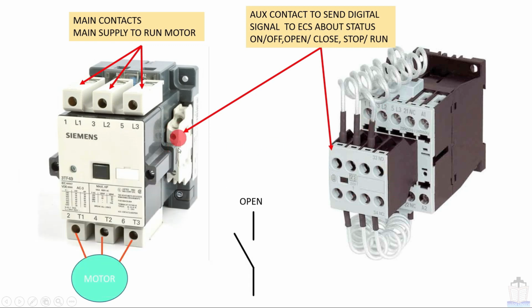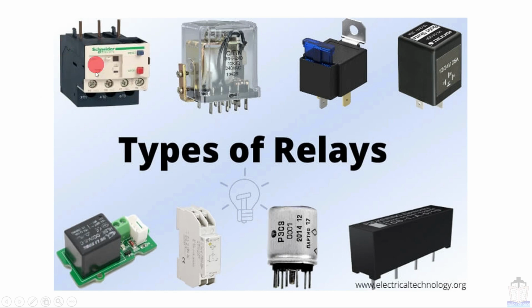Now these are symbolized like this, open and closed contacts. Now we will see what other devices are used for giving digital inputs. Here you can see these are magnetic contactors, and various kinds of relays are there. This is also a relay and this is a timer relay. So various types of relays are also used to give slow digital input to the MPC.